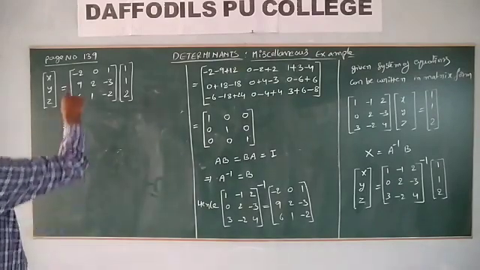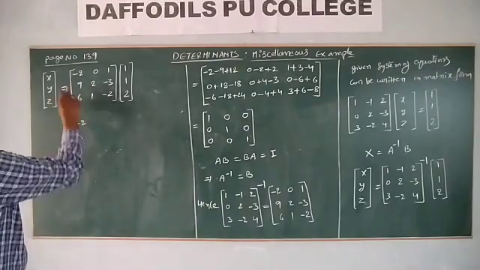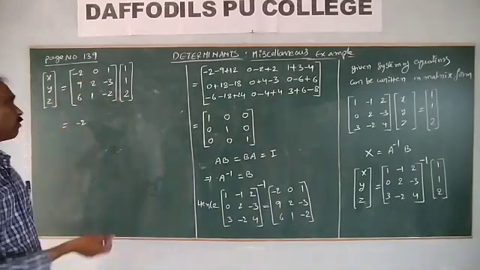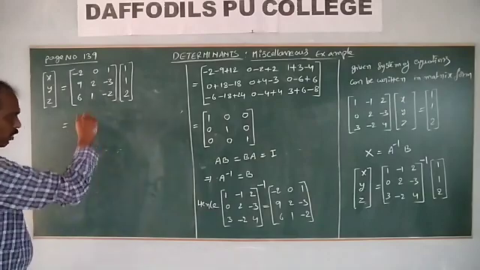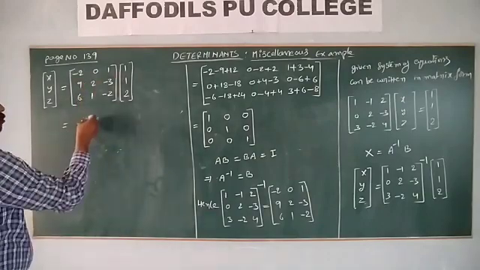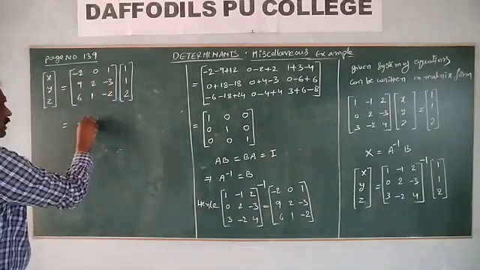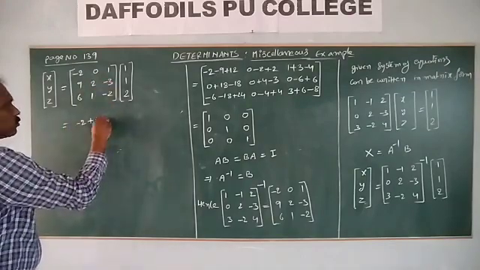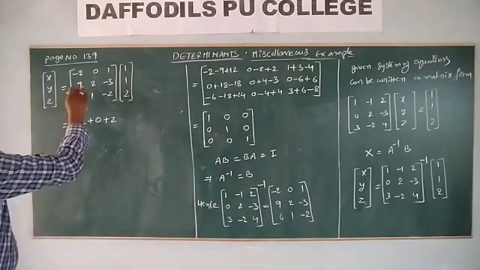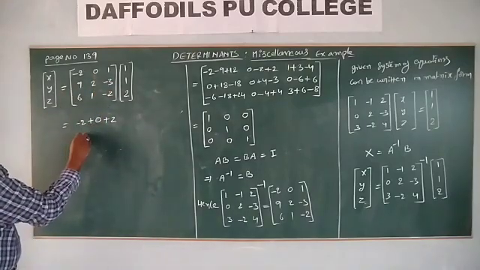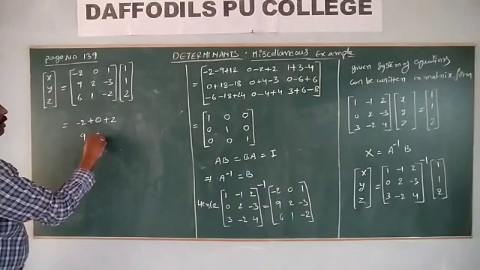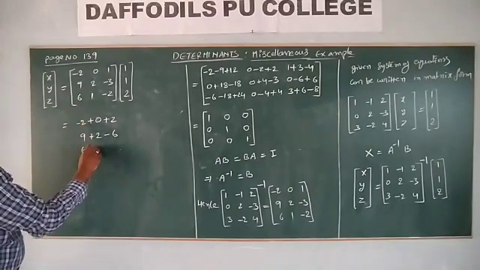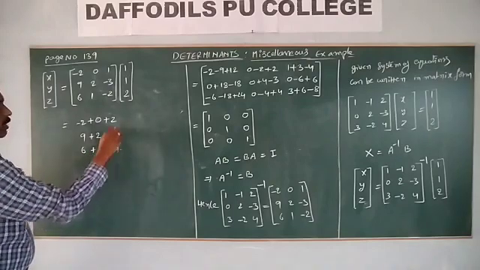Multiply. Minus 2 into 1, minus 2. This is 3 by 3 and this is 3 by 1, so the resultant matrix is 3 by 1. So 3 rows, only a single column. That's why, don't make a mistake here. Minus 2 into 1, next plus 0 into 1, 0, 1 into 2, 2. Next the second row with that column: 9 plus 2 minus 6. Next 6 plus 1 minus 4.